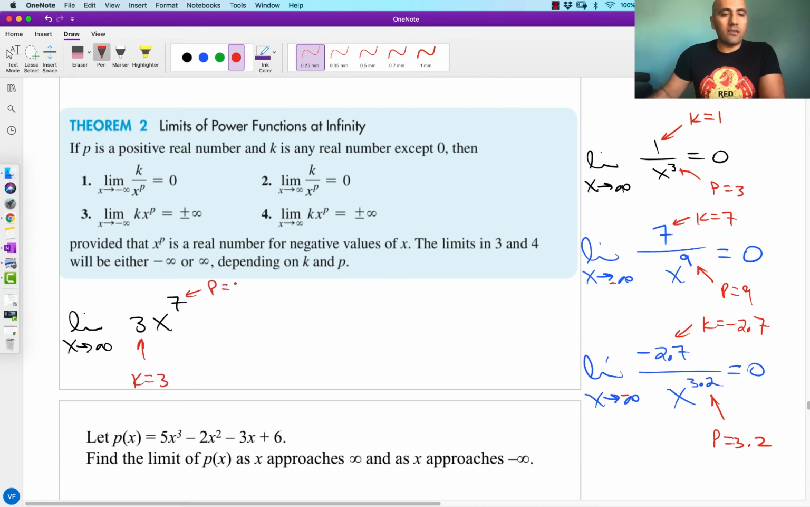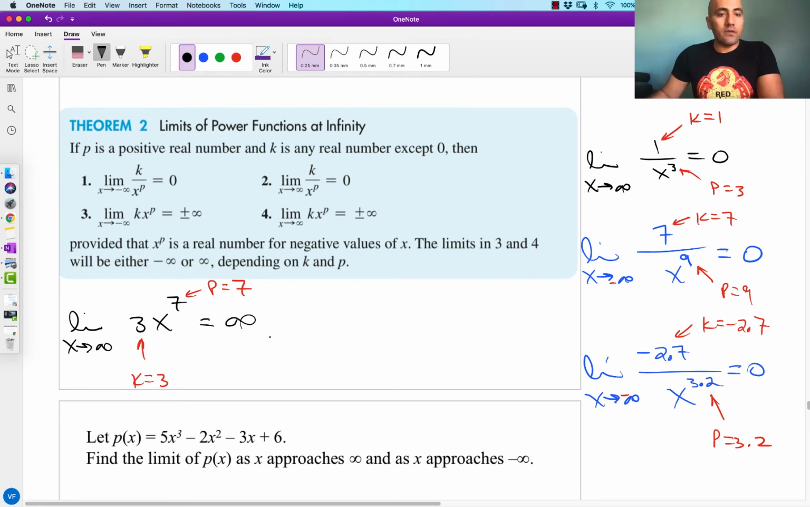and p equals 7. And so as I plug in values that are getting larger and larger, right, the inputs are growing toward infinity, a very large number raised to the power of 7 is just going to be an even larger number, and then multiplied by 3 makes it even larger. So this is going to be a case where it's growing toward positive infinity.